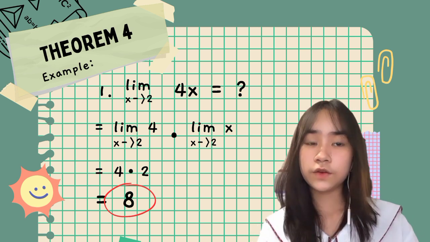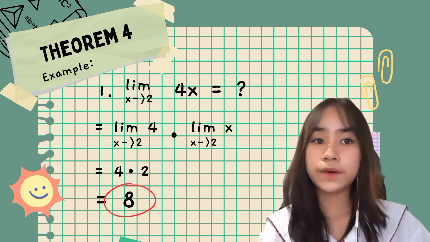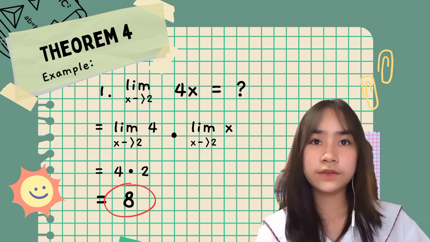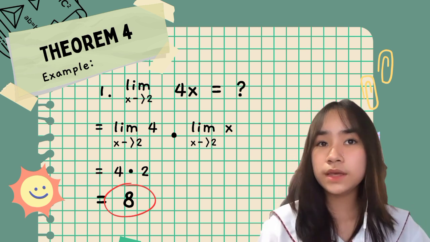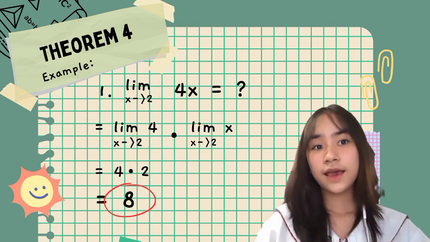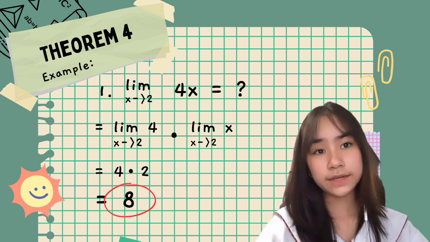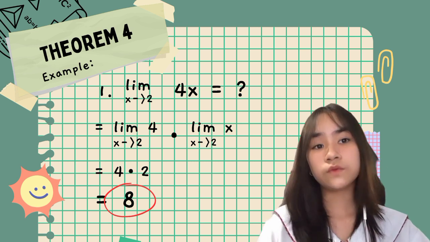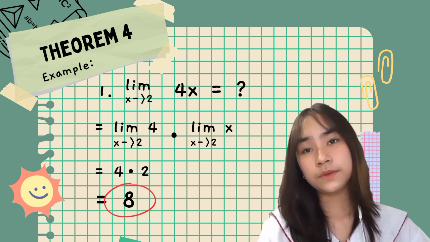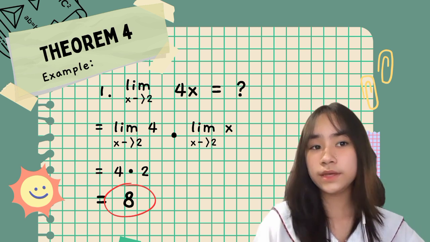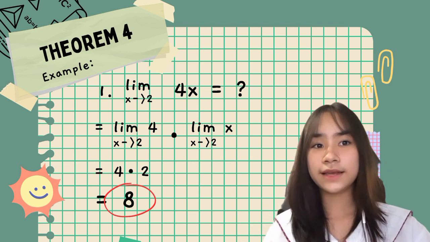On the second term, we can use theorem number 2, which is about substitution of the values. So the limit of x as x approaches 2 will be 2. Then, after we're done solving them separately, we can now multiply the two values together, which are 4 and 2. So to get our final answer, let us multiply 4 by 2, which will be equal to 8. And 8 is our final answer.